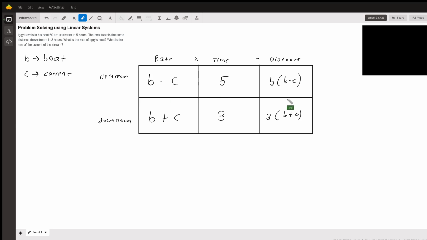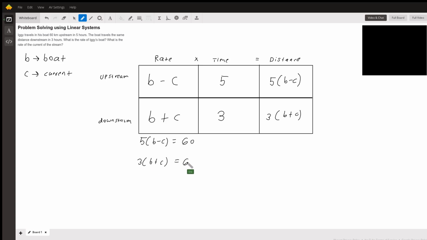So in terms of these distances in our chart, these are just based on the boat and the current and the time, or the rate times the time. So we know the actual distance upstream was 60 kilometers, so we're going to set 5 times parentheses b minus c equals 60, and 3 times parentheses b plus c equals 60.